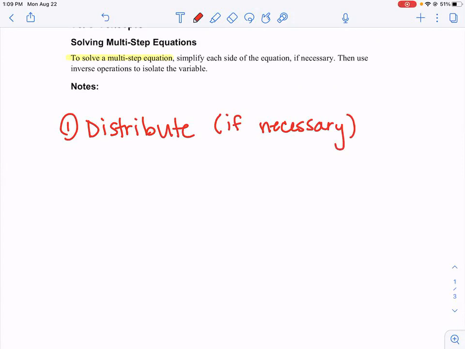I need you to distribute. If there are any parentheses, I need you to distribute. It is very possible that you don't need to do this first step.